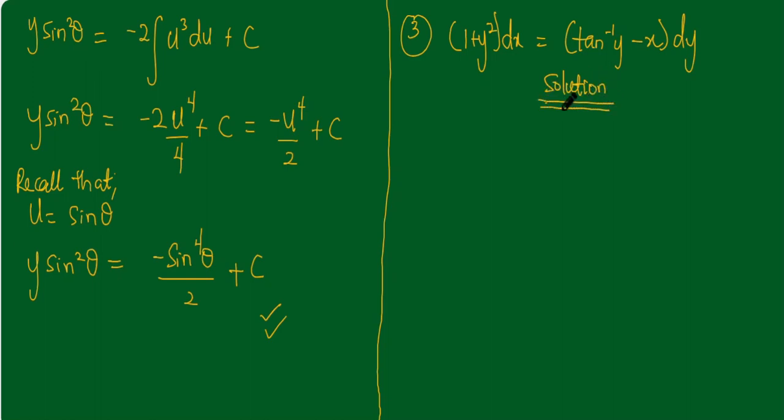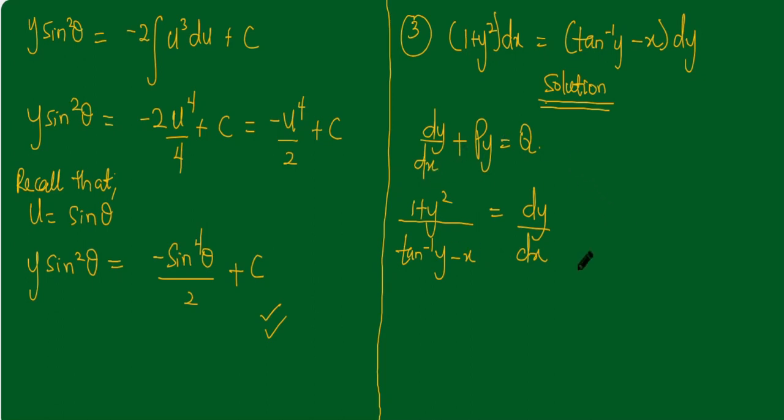plus py is equal to q. So we want to write it in this form. To do that, I think we can divide both sides by tan inverse of y minus x multiplied by dx. And we're going to be having 1 plus y squared divided by tan inverse of y minus x is equal to dy dx.